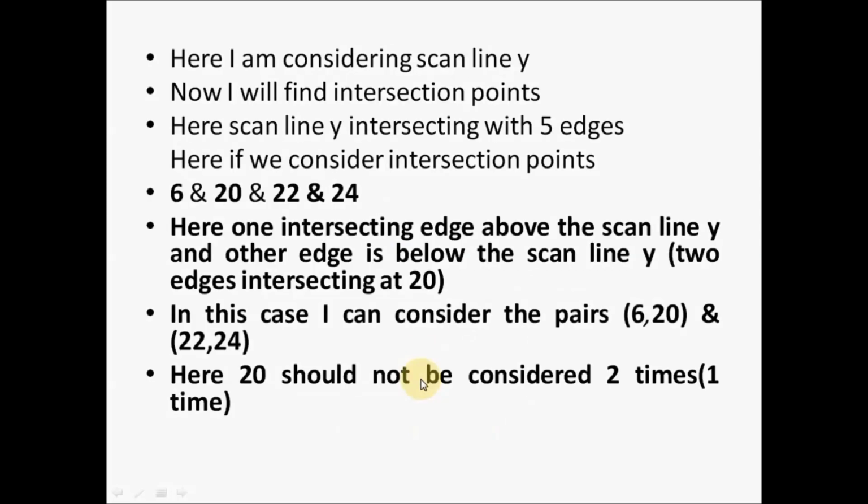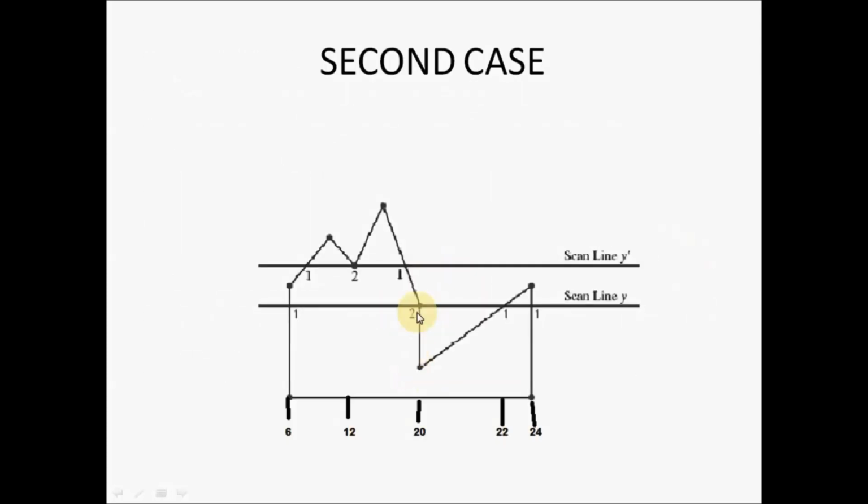But see, what I will do: here one intersecting edge is above the scan line y and the other edge is below the scan line y. That is, 2 edges are intersecting at 20. You can see 2 edges are intersecting at 20. In this case, when one edge is above the scan line and another edge is below the scan line, you can neglect one value. That means in this case 20 is repeating twice, for one edge downwards, for one edge upwards.